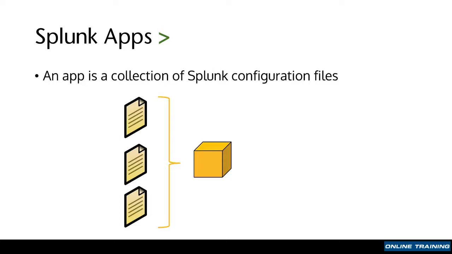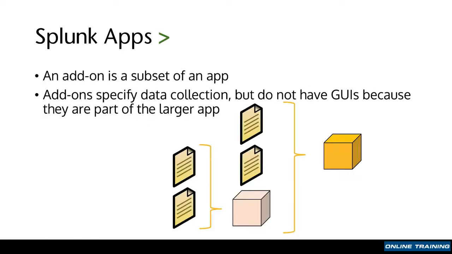What is an app? It's just a collection of configuration files. In other words, it's just a collection of text files. And apps also can have add-ons. And add-ons specify some more details about how the app behaves, including data collection and lookups and other extended things that apps can do. So an app is a collection of configuration files. An add-on is also a collection of configuration files, but add-ons and apps work together.